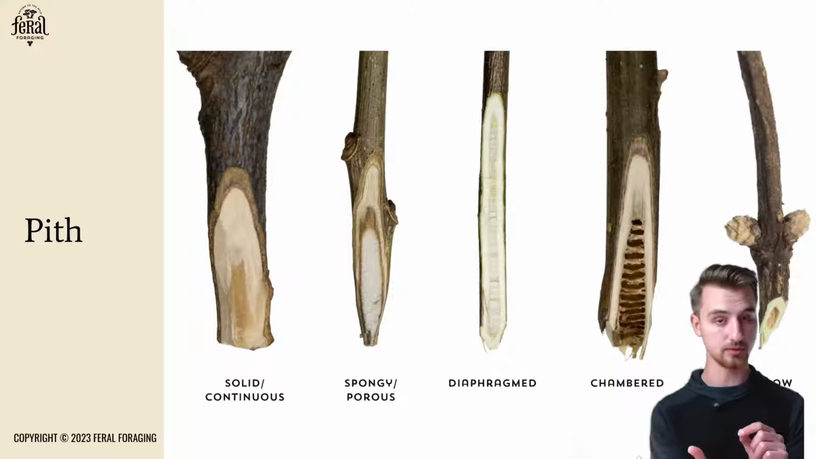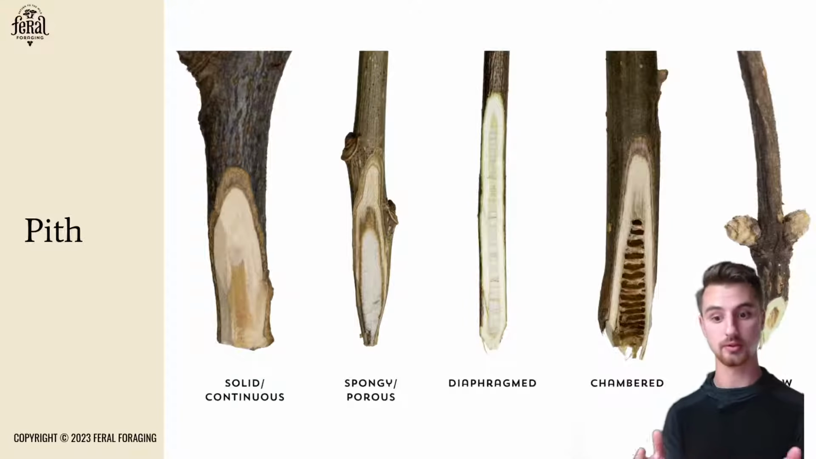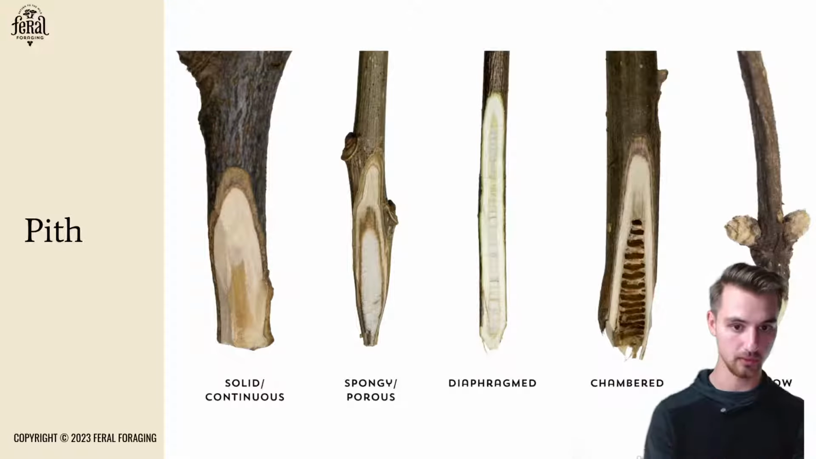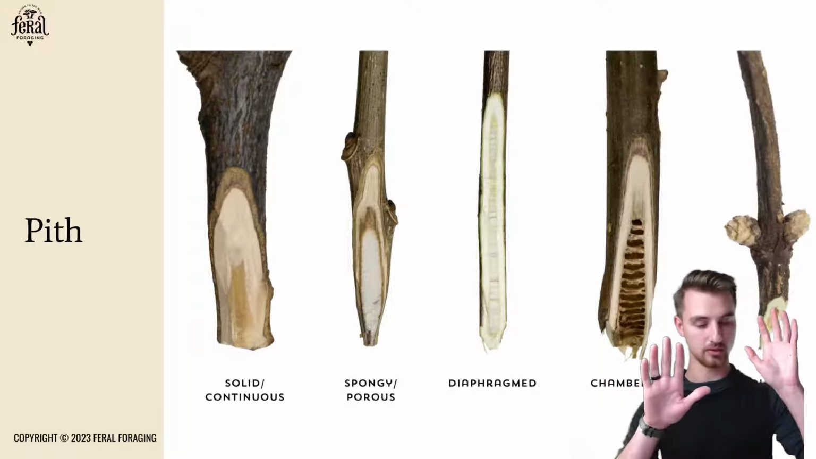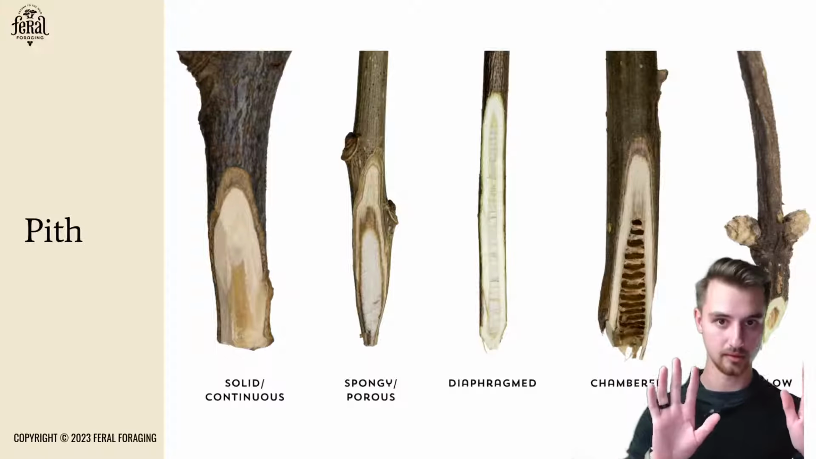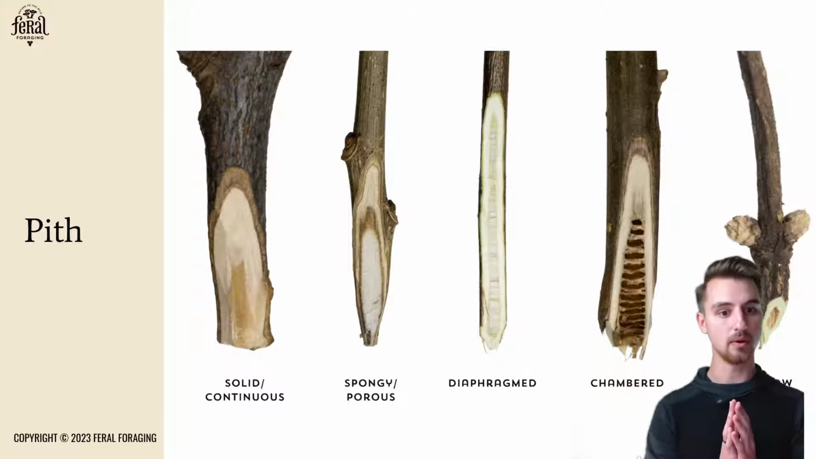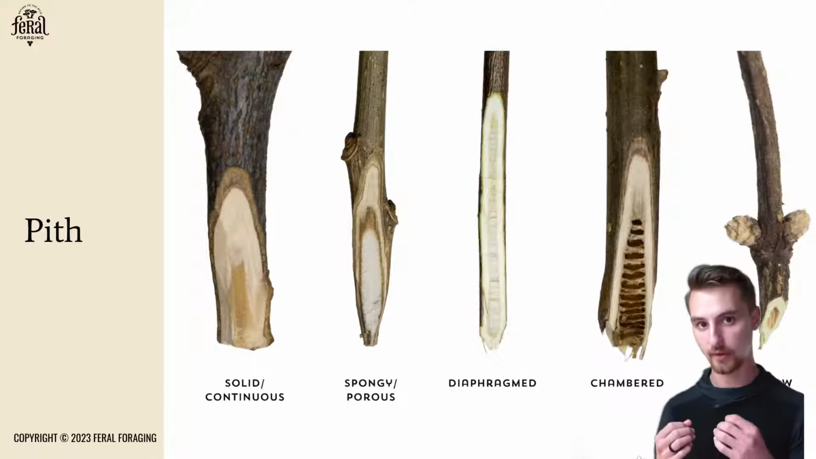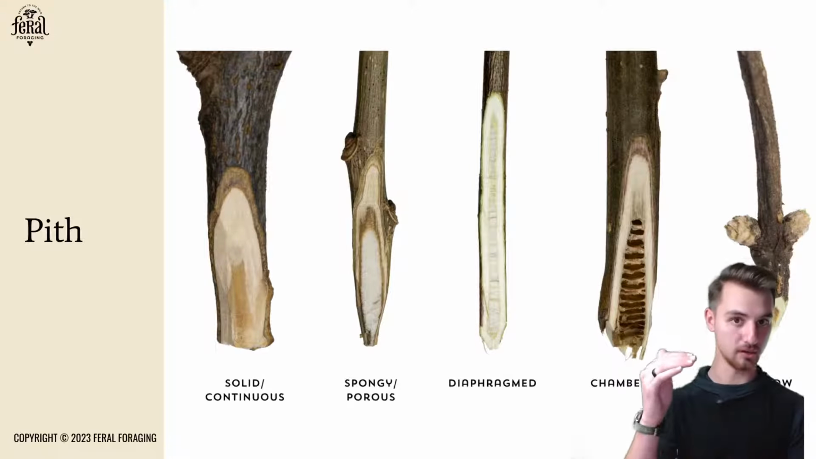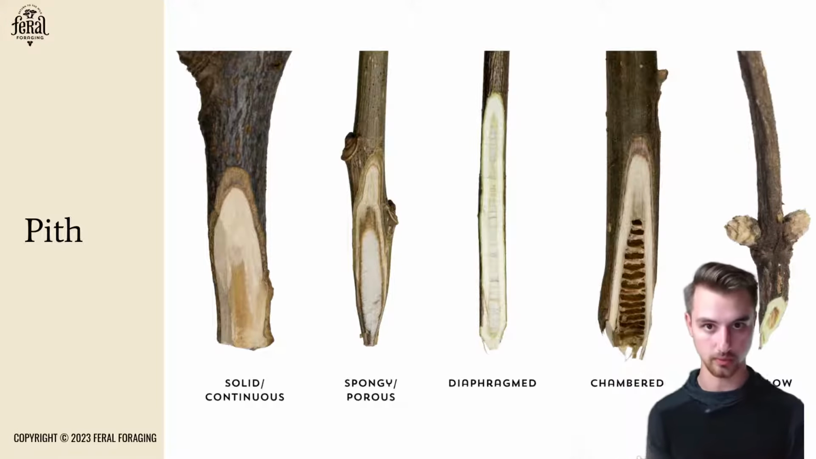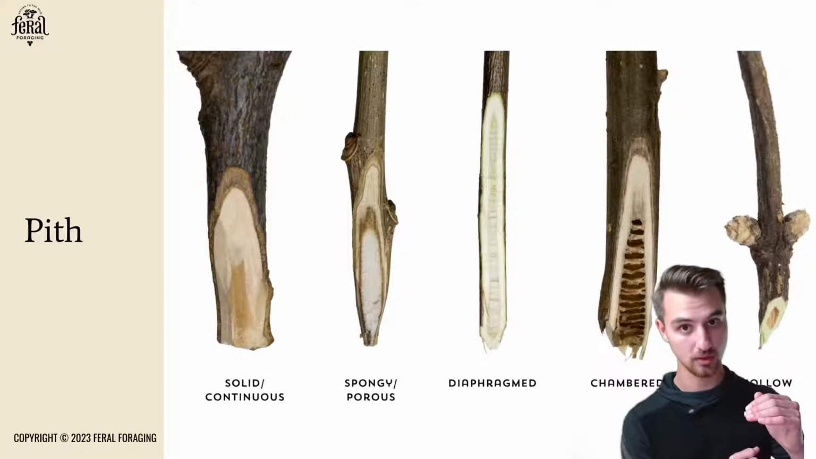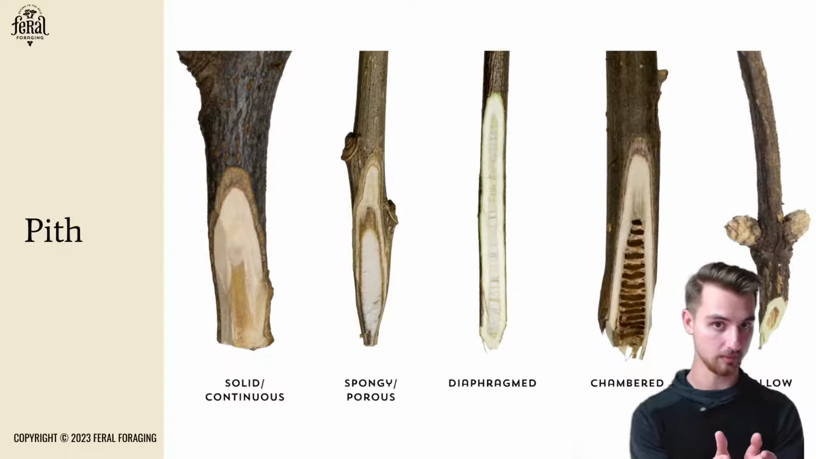You should be able to press into it a lot more than you could press into the solid continuous pith. The one in the middle is a diaphragmed pith. Diaphragmed pith and chambered pith are kind of cousins. They both have divisions in them, but here's the difference. A diaphragmed pith has divisions with spongy material in between. A chambered pith has divisions with hollow space between.